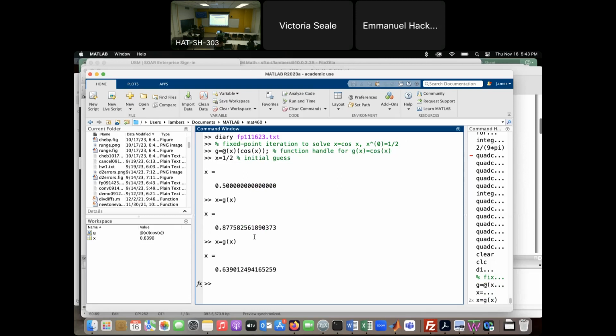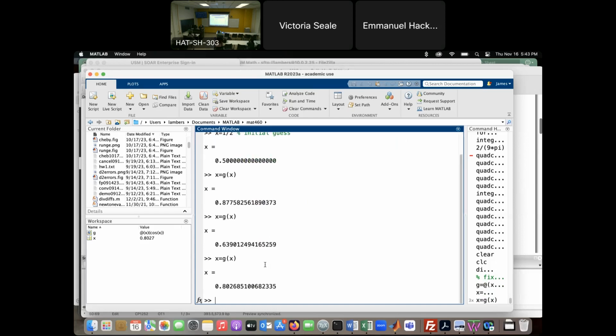Okay, so unfortunately, it's jumping around a little bit. It goes from 0.5 to 0.877 to 0.639, and now 0.802. So there's some oscillation. So this is random? It's not random because I'm just plugging into cosine. It has a random appearance because there's a bit of an oscillation going on here.